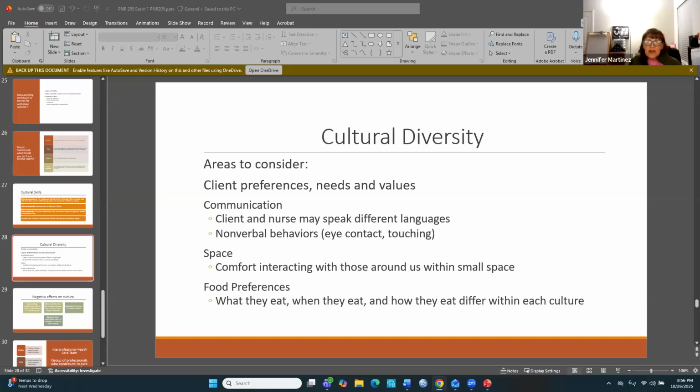Whether it's personal space, whether it's the use of touch, whether it's eye contact, we need to be respectful of that. Of course, food preferences, what they eat, when, how they eat.